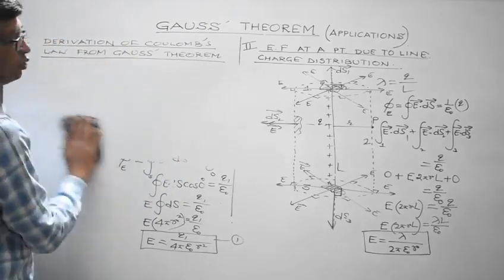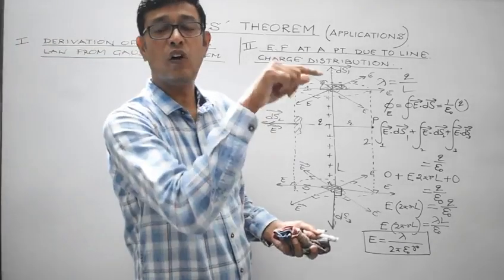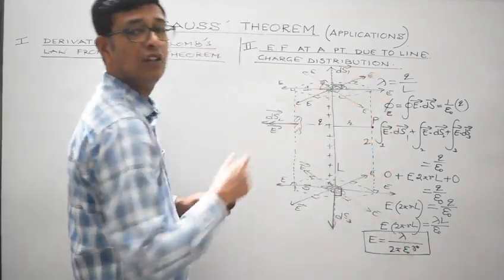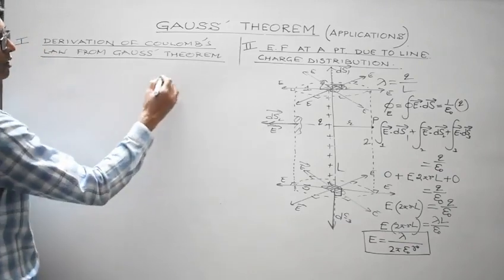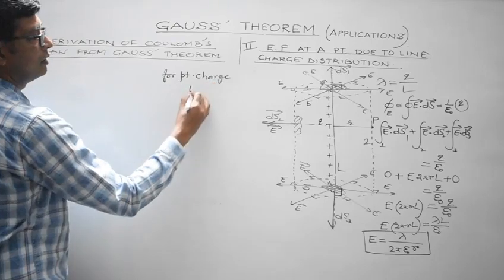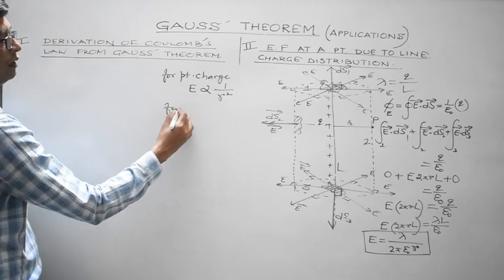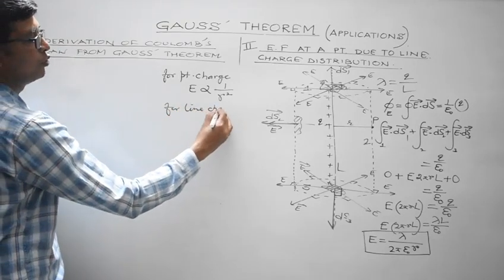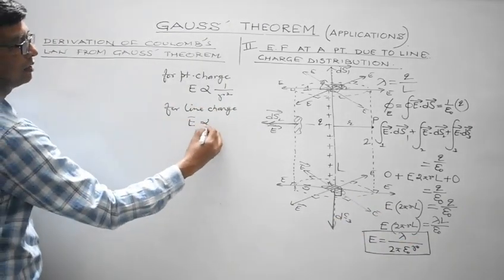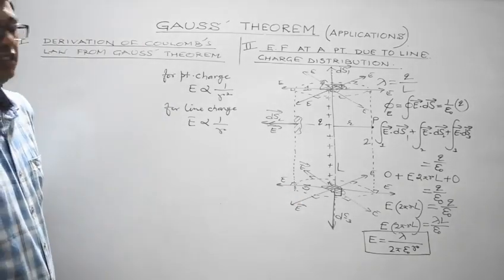So you can very well conclude, for a point charge, electric field varies with distance as 1 by r square. For line charge distribution, electric field varies with distance as 1 by r. So this is a very, very important conclusion. For a point charge, we are aware the electric field varies with distance as 1 by r square, while for line charge distribution, as we have just discussed, the electric field varies as 1 by r. Lambda is constant, it is the linear charge density.